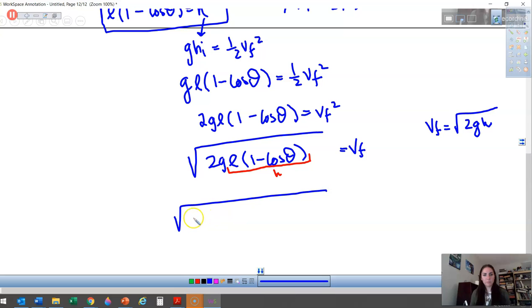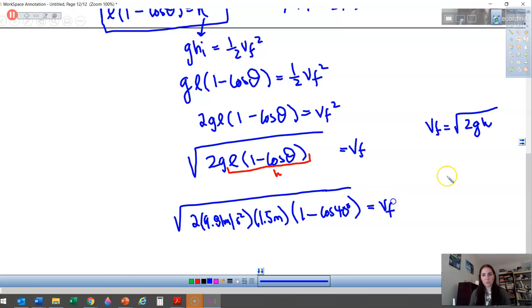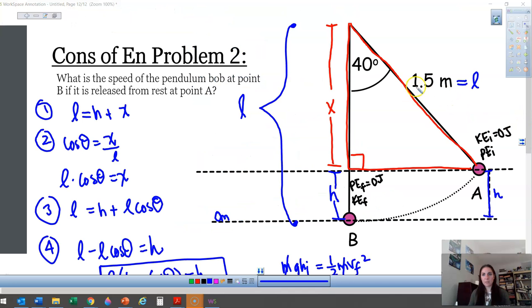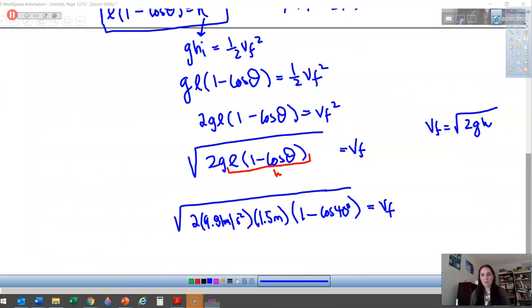So it would be 2 times L, which is 1.5. I have a great memory. Well, that's right, but let's do it in the order of this, which is 9.81 times L. And then I do 1 minus cosine, in this case it was 40 degrees, equals vf. And I'm just going to show you that I'm not making this up, that in fact it is 1.5 and 40. And then you can go ahead and calculate this.